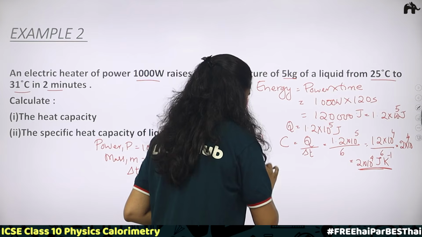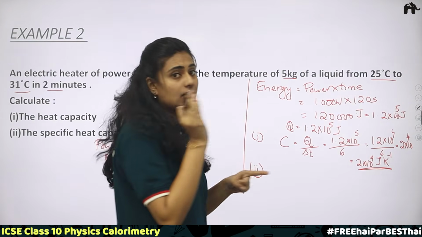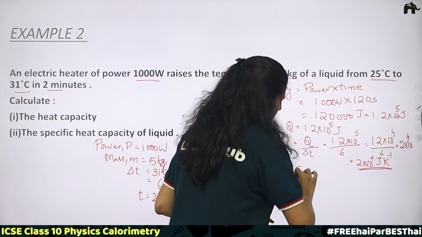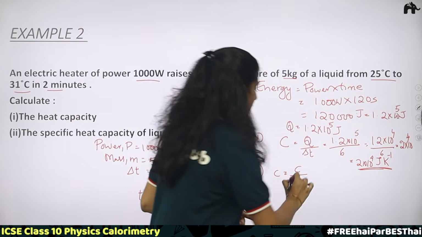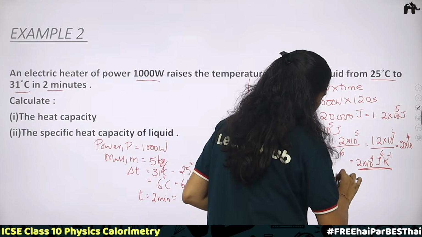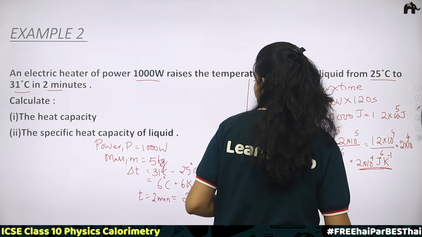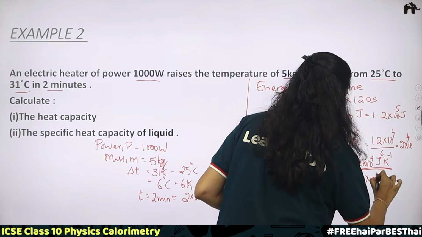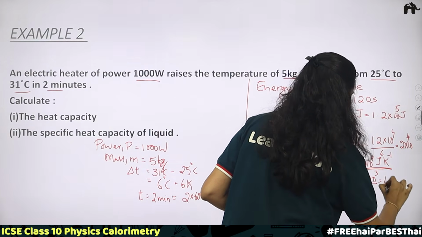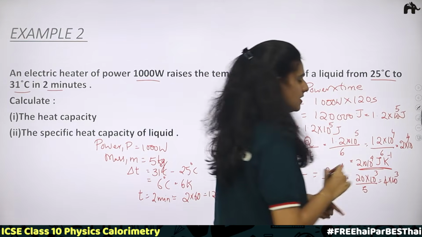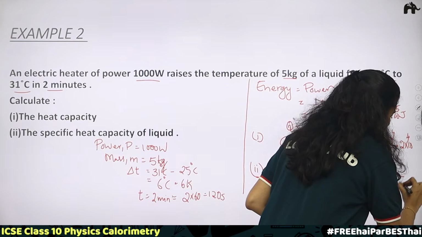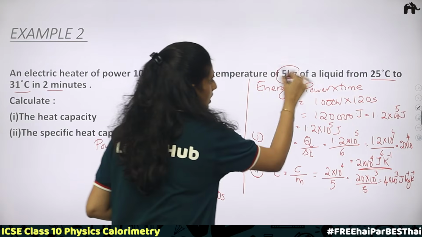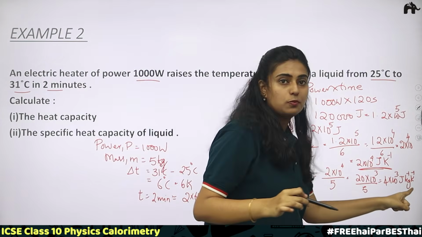Next, second part, we have to find specific heat capacity. We have a relation connecting specific heat capacity and heat capacity. Specific heat capacity, small c, is equal to heat capacity capital C divided by mass m. 2 into 10 raised to 4 divided by mass m, which is 5. This can be written as 20 into 10 raised to 3 divided by 5, which is 4 into 10 raised to 3. What is the unit of specific heat capacity? Joule kilogram inverse Kelvin inverse. You have to remember, here mass is in kilogram. If mass is in grams, then in the unit you will have to put gram inverse.